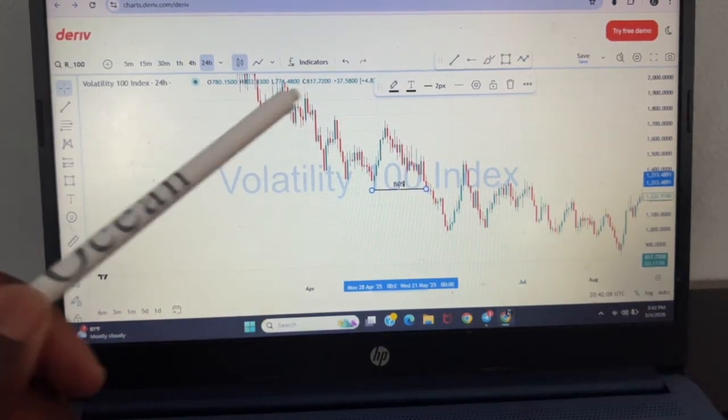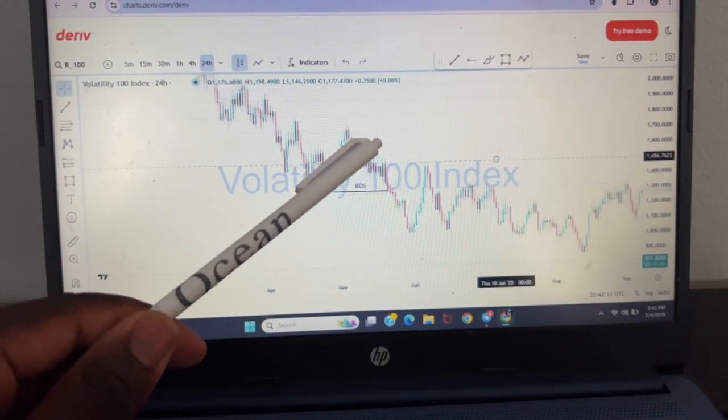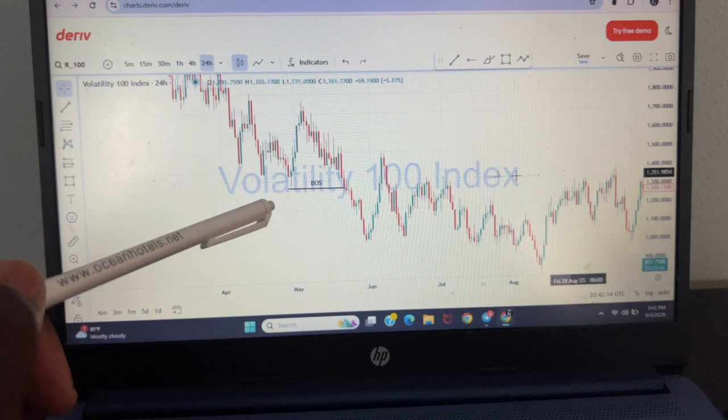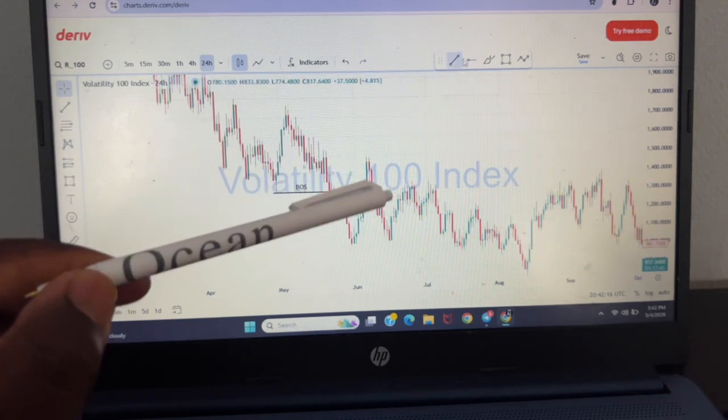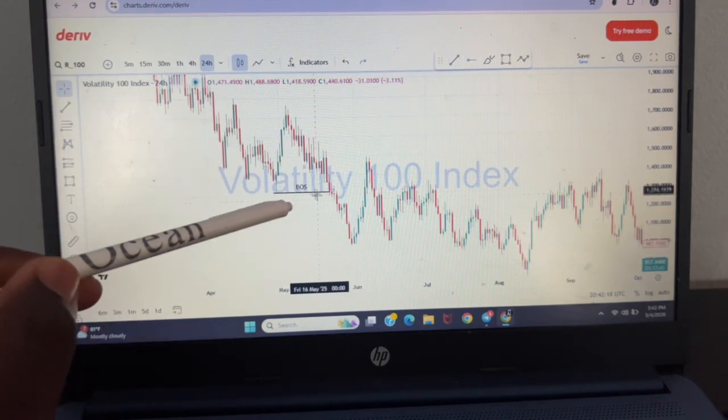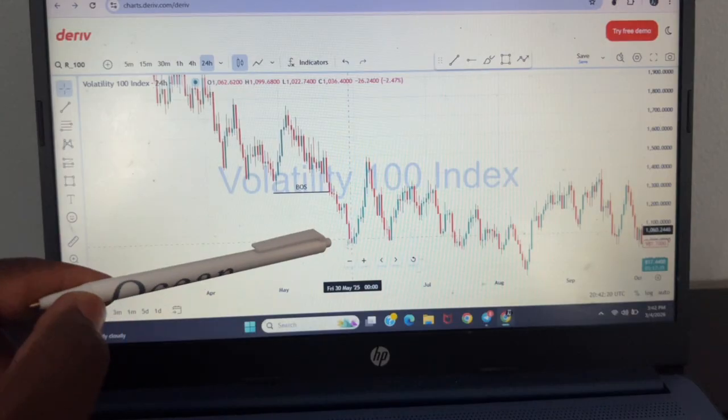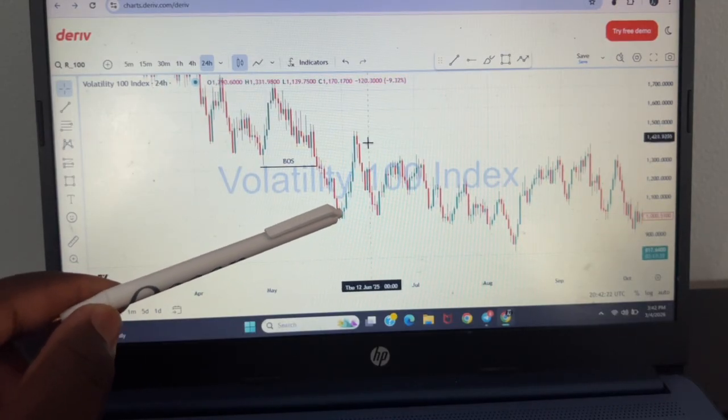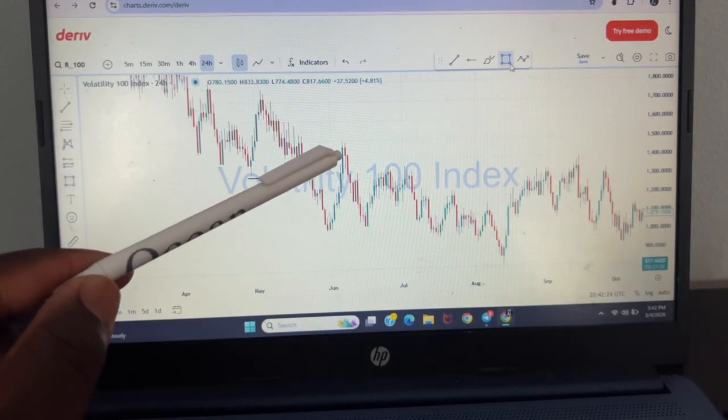Now we're looking for sells in the market. So what we do is, when we're looking for sells in the market, we're going to wait for price to break this low right here. So we're going to wait for price to form this lower low and pull back to our entry point, to one of our points that we mark.